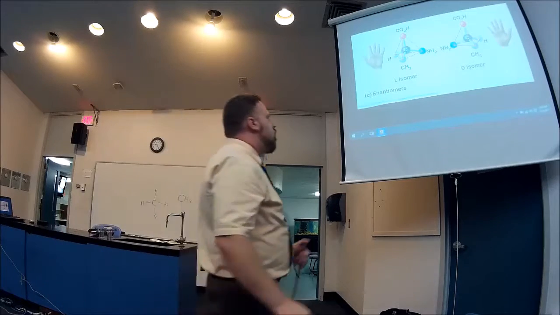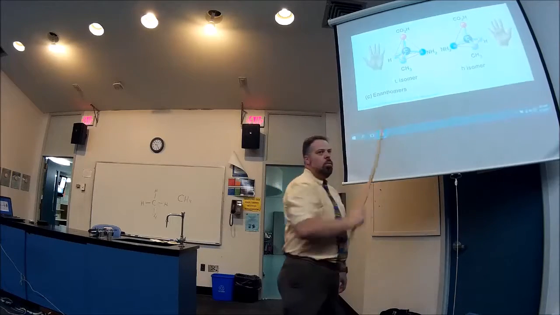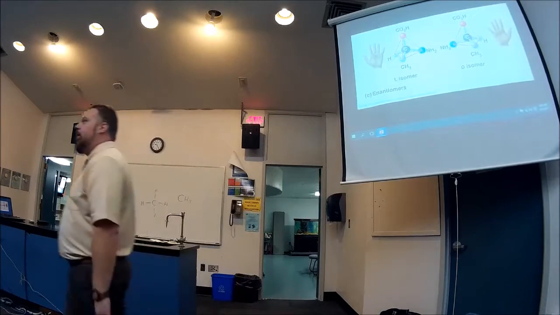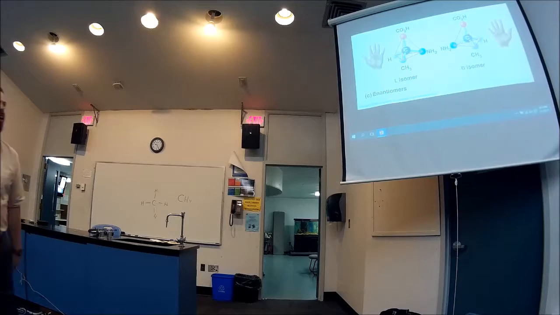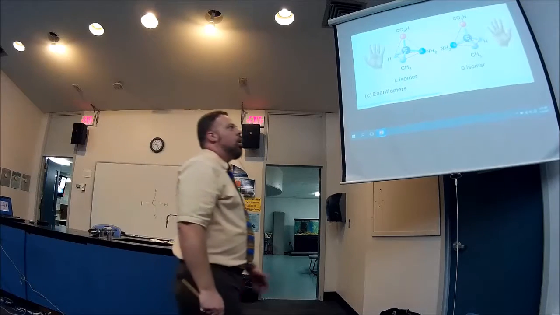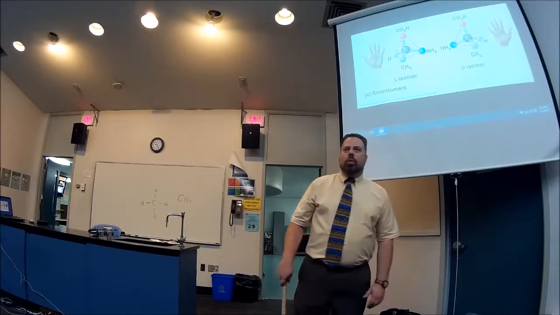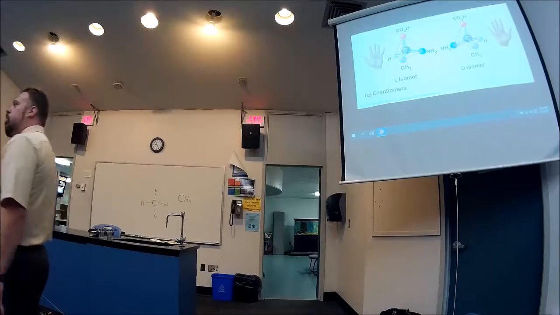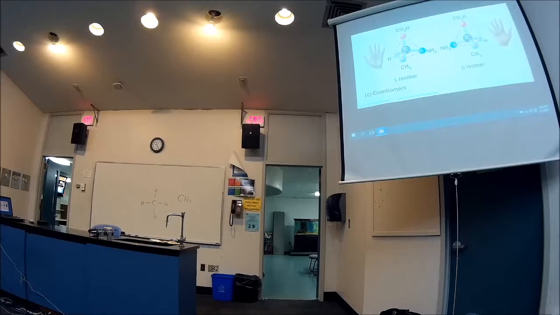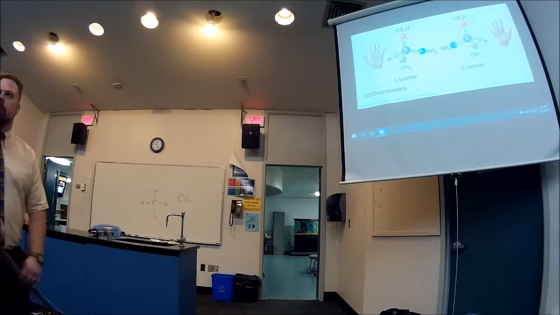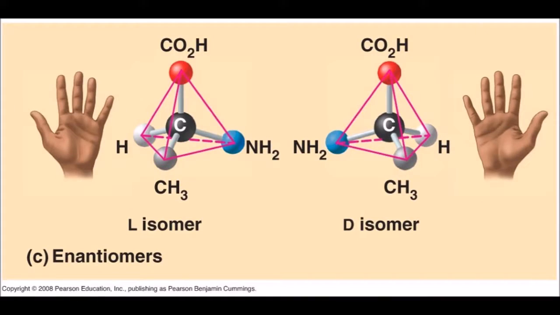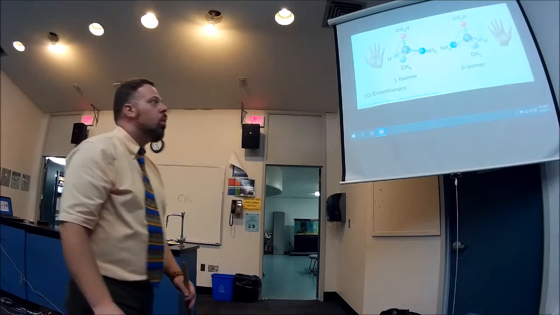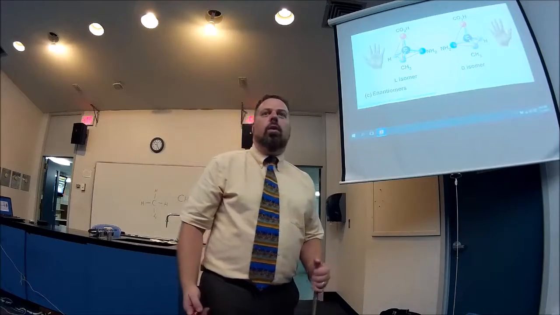And then you have these, well, that word. All right? And they are mirror images of each other. Where they're not going to be the same, but they're similar, like your left and right hand. And these could be L and D or S and R.